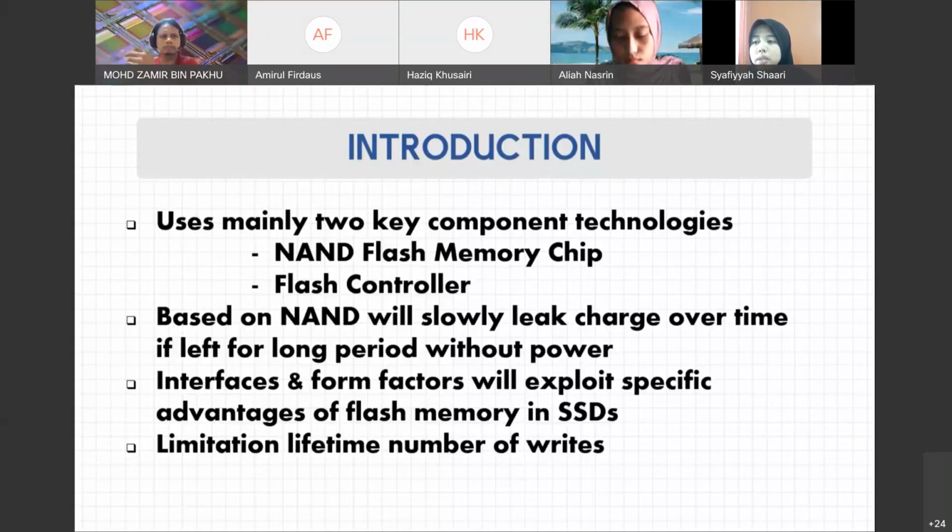SSD can use traditional HDD interfaces and form factors or newer interfaces and form factors. Newer interfaces and form factors will exploit specific advantages of flash memory in SSD. SSD also has a limited lifetime number of writes and also slows down as it reaches its full storage capacity. So that's all from me. Then I will pass this slide to the next presenter.